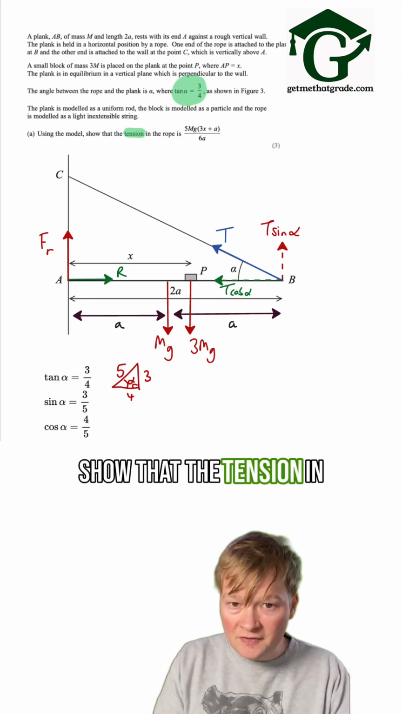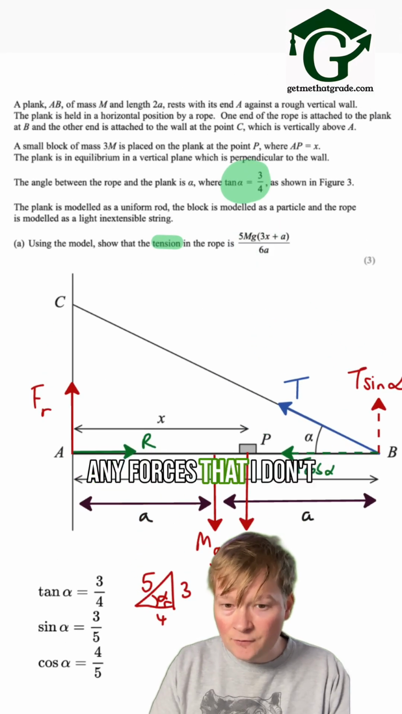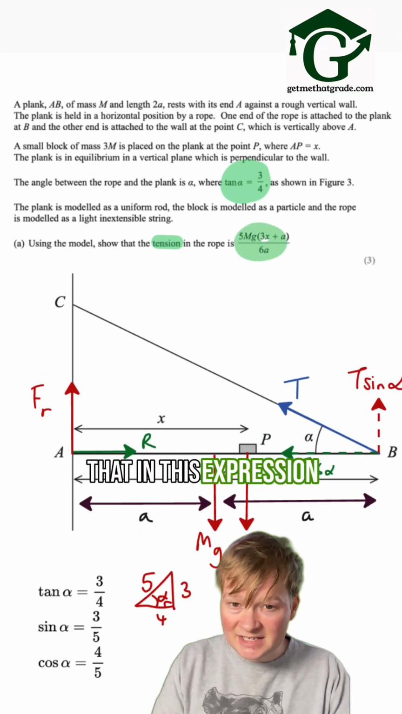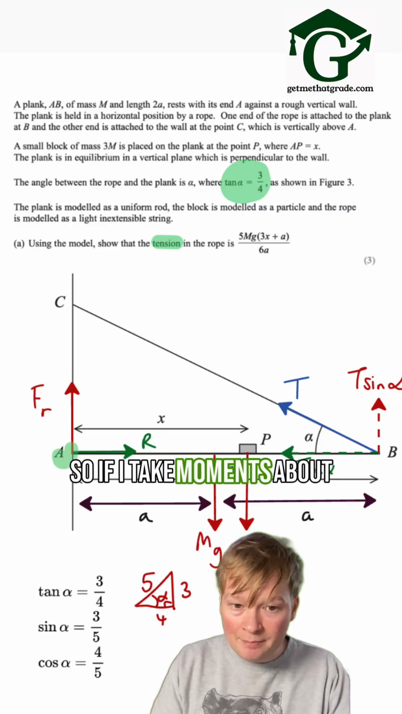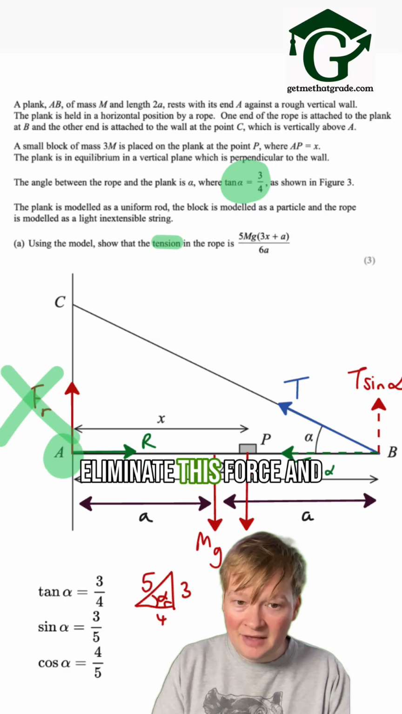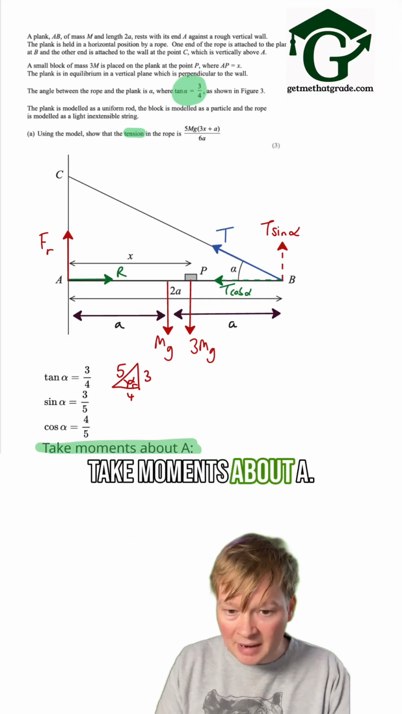So how are we going to show that the tension in the rope is given by this? Well, I want to eliminate any forces that I don't know. Notice that in this expression here, we don't have any reference to this force or this force. So if I take moments about this point A, that will eliminate this force and eliminate this force from my equation. So that's why I've chosen to take moments about A.